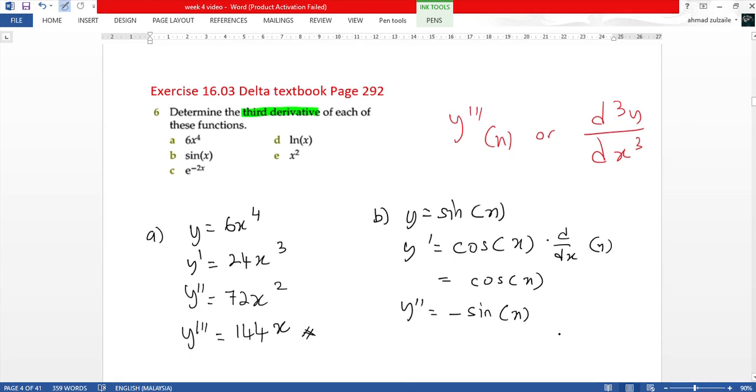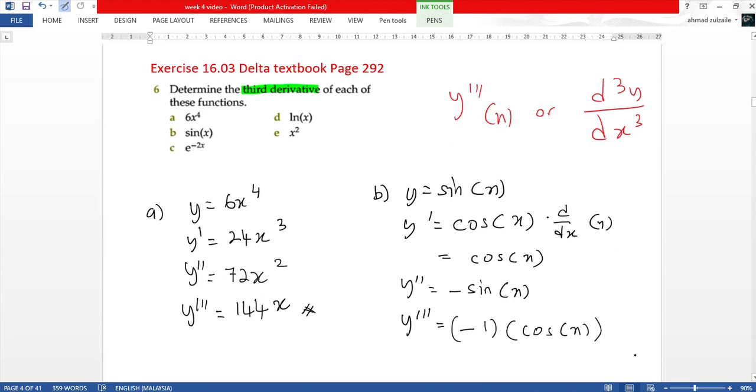Okay, the third derivative would be negative. This remains because it's a coefficient, similar to this function. I keep the 6 over there and I just bring down the power in front, so 6 times 4. So in our case, negative 1 is the coefficient to the sine. So differentiate sine is a cos. So the final answer will be negative cos.